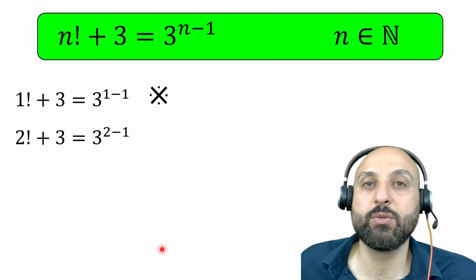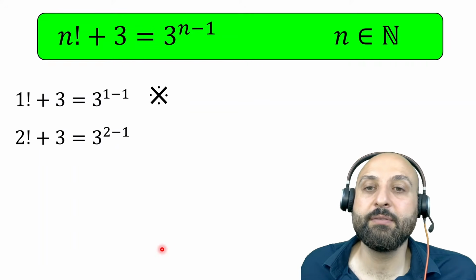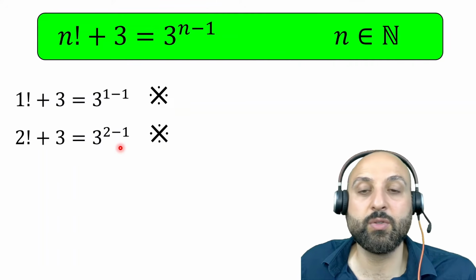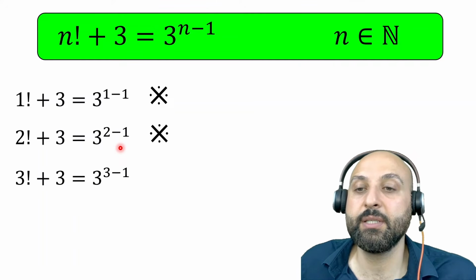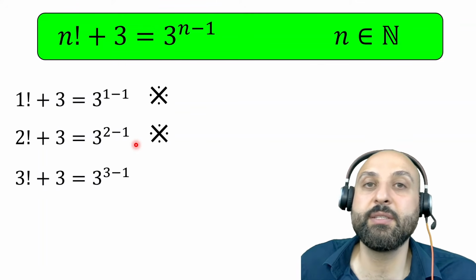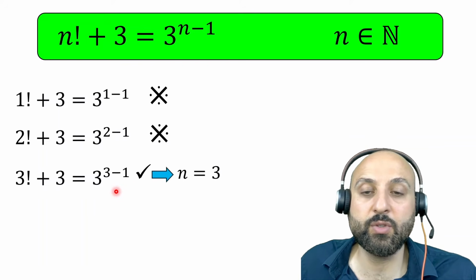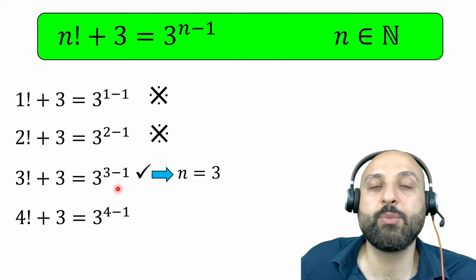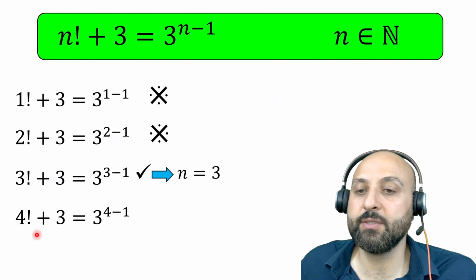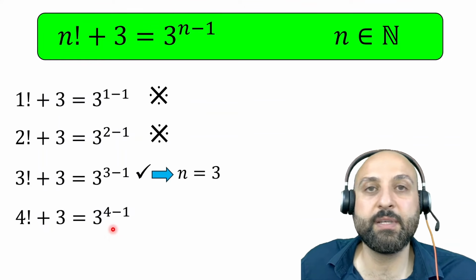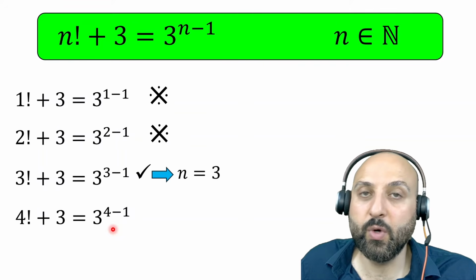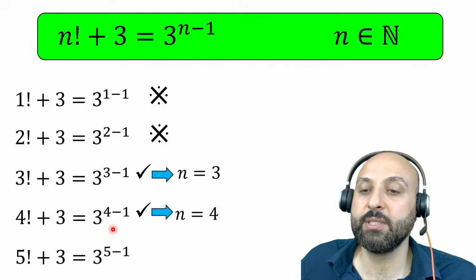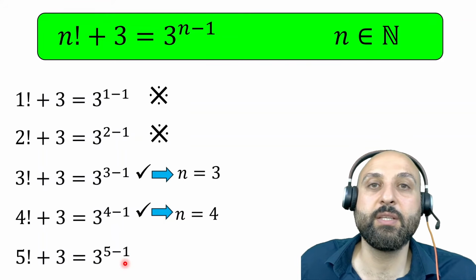If you put n equal to 2, 2 factorial plus 3 is 5, the right side is 3, so this is also not correct. We put n equal to 3, 3 factorial plus 3 is 9, the other side is also 9, so n equal to 3 is one of the solutions. And then we put n equal to 4, 4 factorial plus 3 is 27, the other side is also 27, so n equal to 4 is also another solution. And then if you put 5, 5 factorial plus 3 is 123, this one is 81, so this is obviously not a solution.